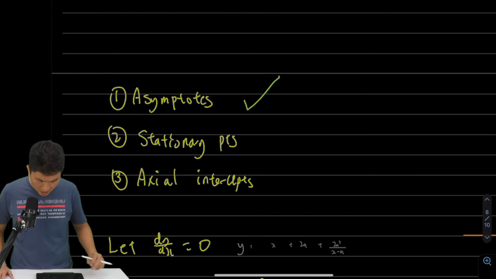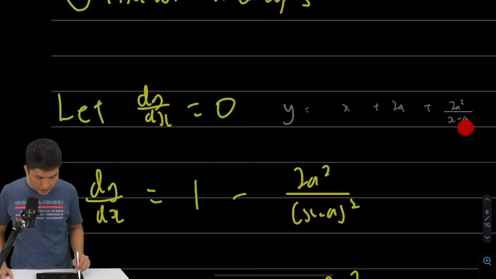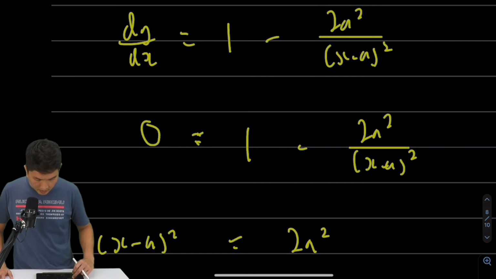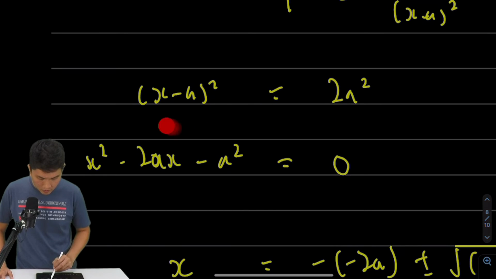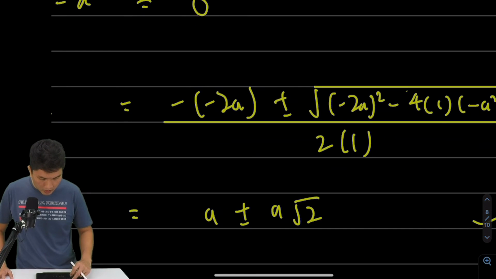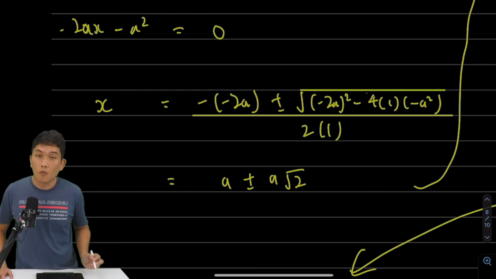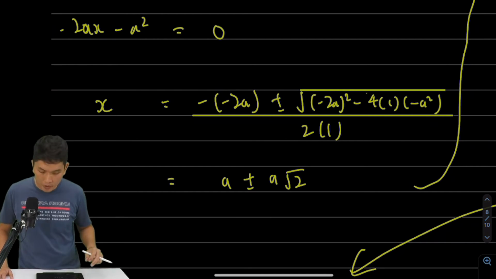Right. So for stationary points, we're going to do a differentiation, dy dx. Remember that y is equal to this. If I differentiate this, I'm going to get this. And I'm going to let dy dx equal 0, which means that I can do some manipulation. I'll get a quadratic in x. I can use the quadratic formula to solve for x, which eventually gives me this. And then I'm going to substitute this into y to get the different y values, because I'm hoping to see a maximum or minimum point.